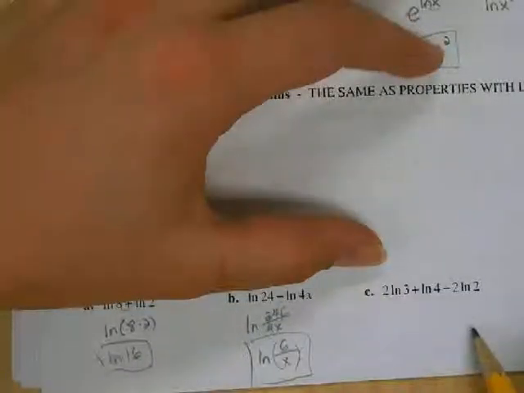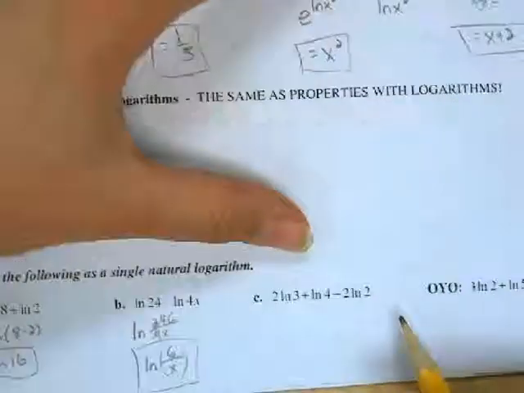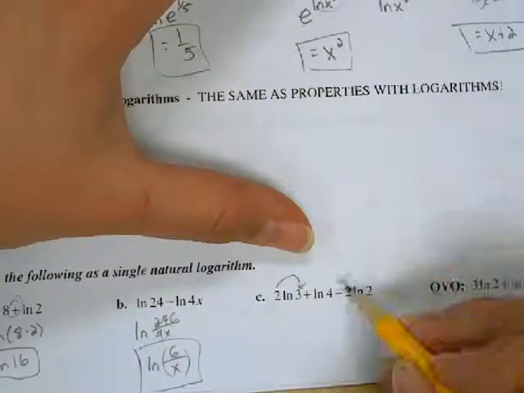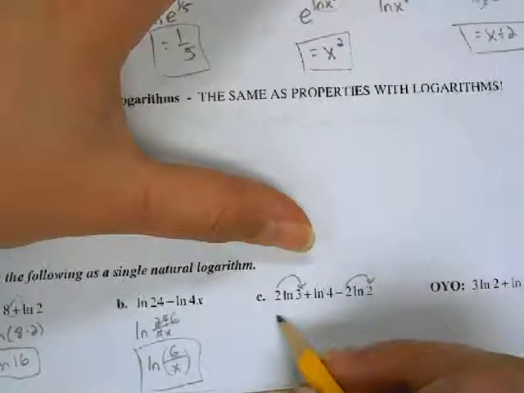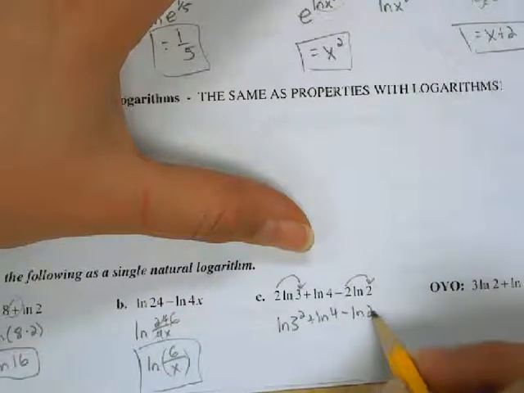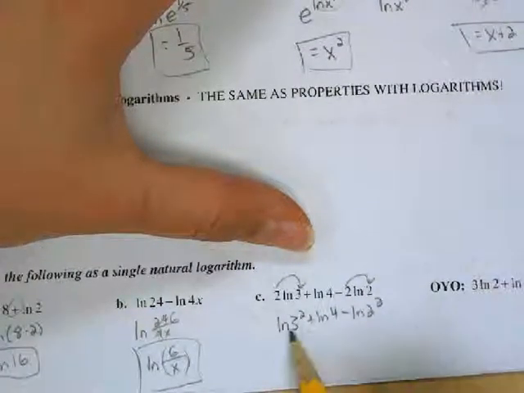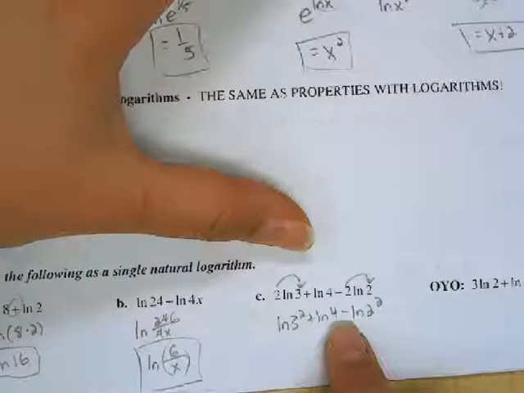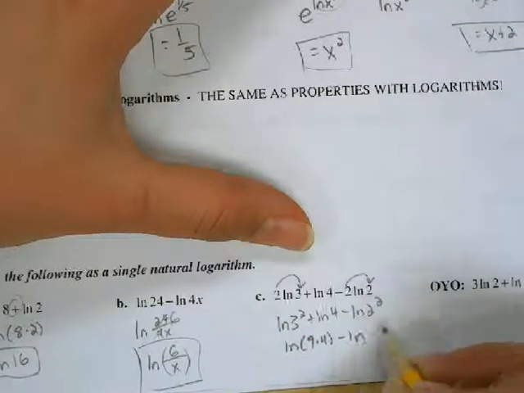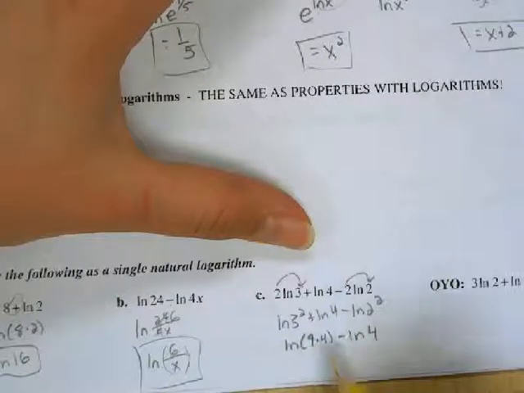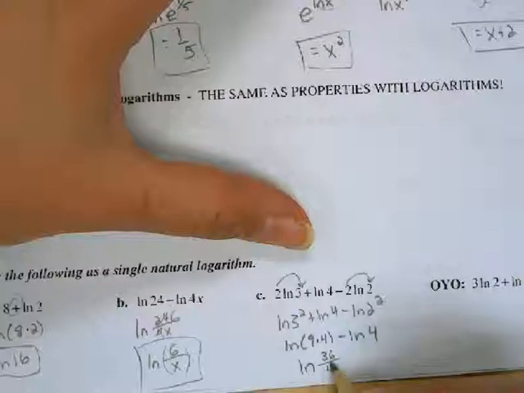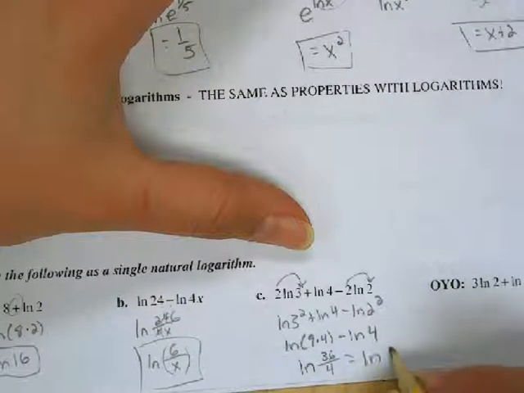Here, same sort of thing as the last section. Before I can start putting these things together, those numbers out front must move to the exponent spot. So I get the natural log of 3 squared plus the natural log of 4 minus the natural log of 2 squared. Well, this is the natural log of 9 plus the natural log of 4, so that's the same thing as the natural log of 9 times 4 minus the natural log of 4, because 2 squared is 4. 9 times 4 is 36. So that gives me the natural log of 36 divided by 4, which is just equal to the natural log of 9.